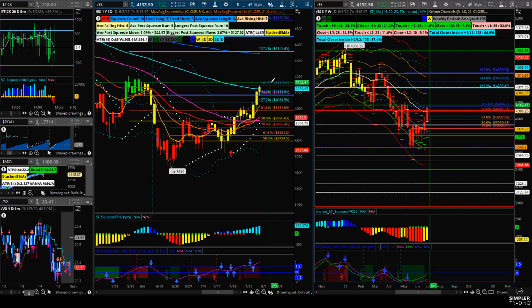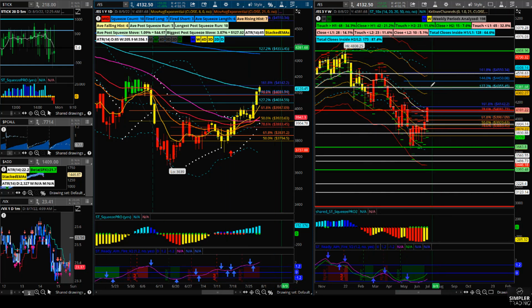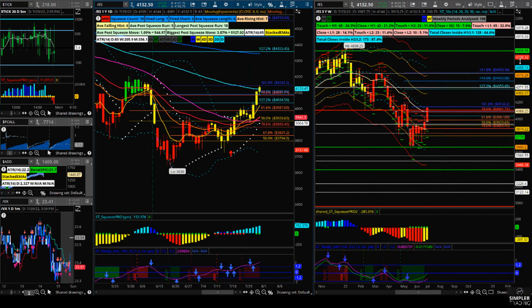I've got about a 150 point range to the downside on the S&Ps, and then from there, again, being cautiously bullish. Okie dokie, so pretty straightforward. I know that there's a lot we could talk about.